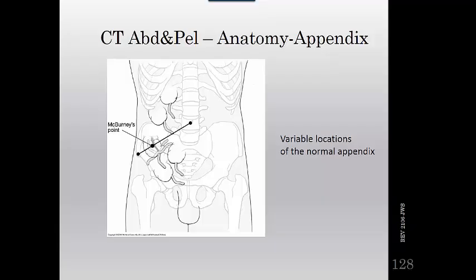But looking at this slide, you can see there are multiple positions of variations where the appendix can be located in the abdomen. So just to scan the lower pelvis, which is what we used to do, you could really miss the appendix if it's up high. So it makes more sense to scan the entire abdomen pelvis for appendicitis because it can be located anywhere in this area. Most often it's right lower quadrant right here in McBurney's point, which is a point where they press in the right lower quadrant to check for appendicitis, and a lot of times the patients will just come off the bed because of the pain.